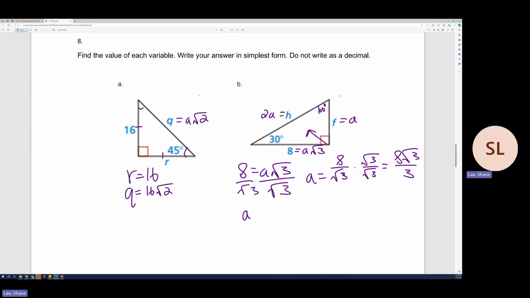So A equals F equals 8 square root of 3 over 3. And if H is equal to 2A, then we're just going to multiply. So H, which is 2A, equals 2 times 8 square root of 3 over 3, which is just equal to 16 square root of 3 over 3. Just like so. Okay, so make sure that you make that.